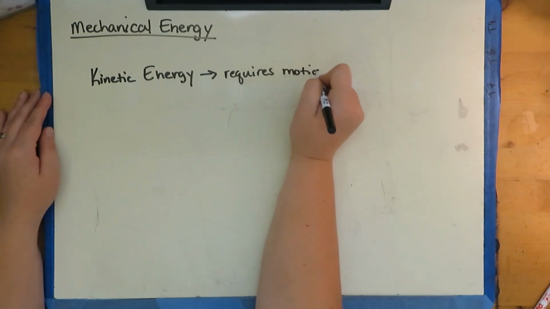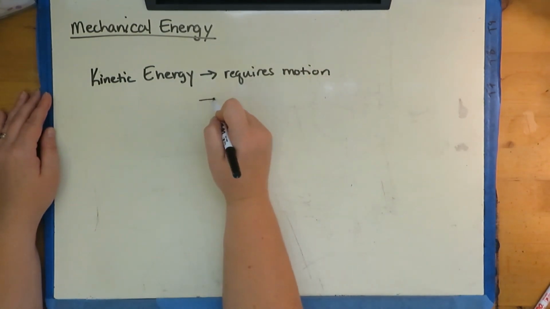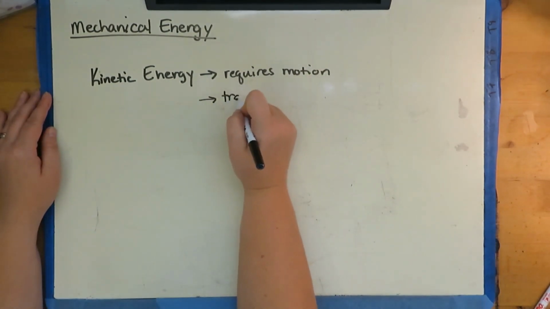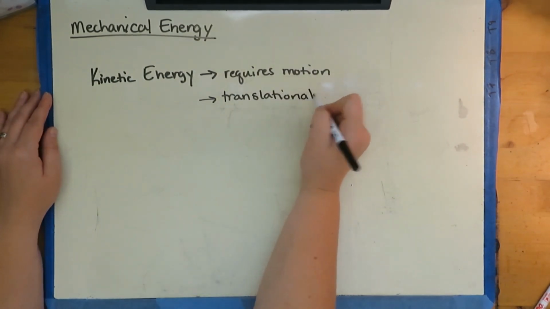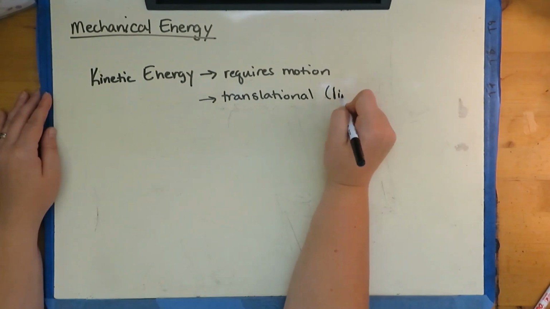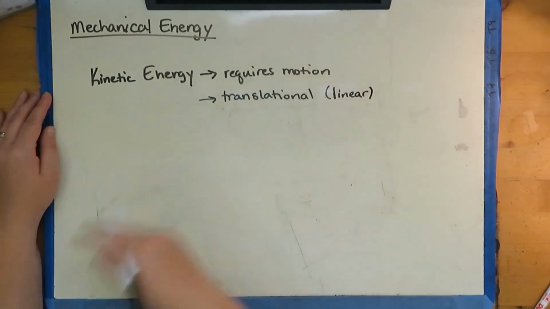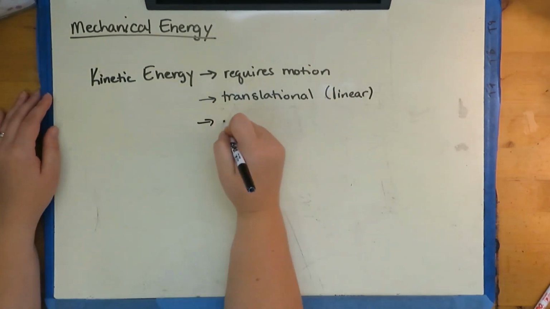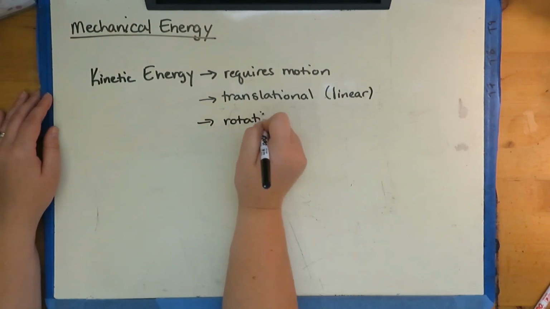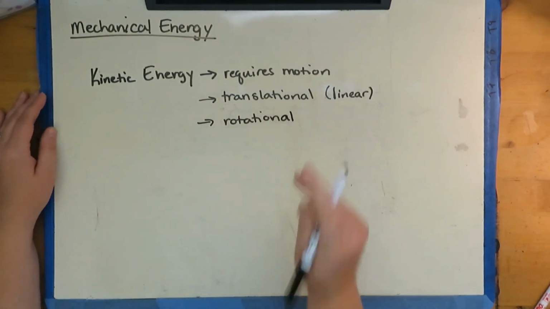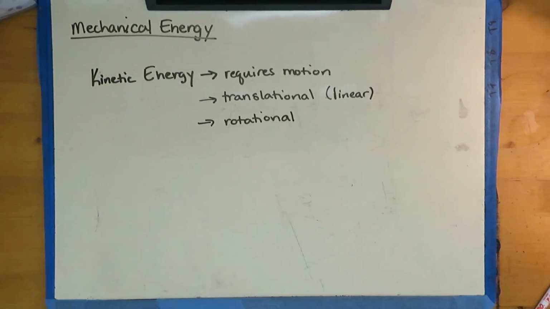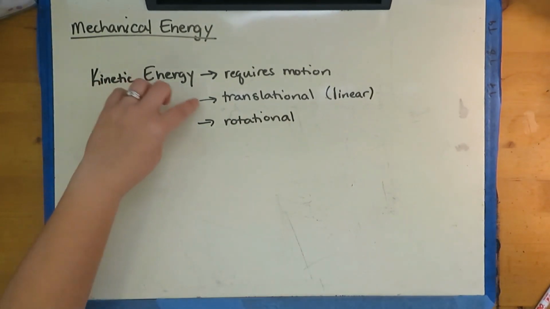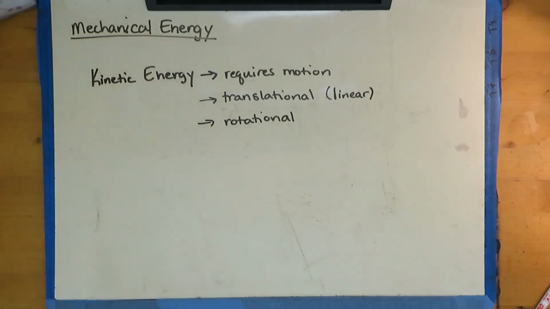Now we have two basic types of motion that we're going to take a look at. We have translational motion. So this is our linear motion, which we've been looking at. We also have rotational kinetic energy. Rotational kinetic energy we will talk about when we get to our units on rotation. So for what we're talking about now, we're talking about translational kinetic energy.